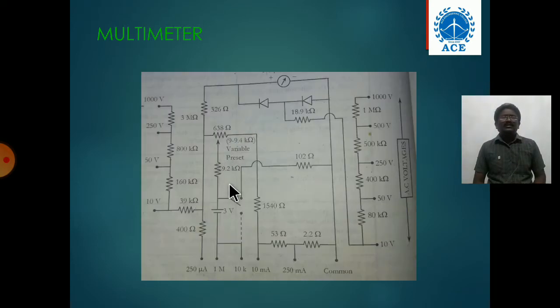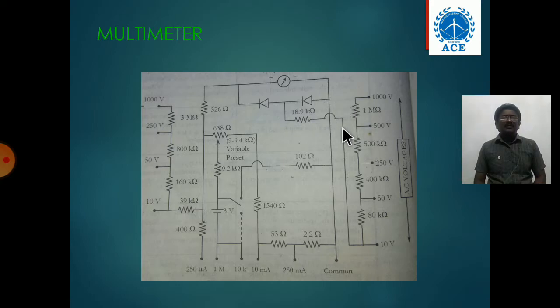This is the circuit diagram for the multimeter. So this has nearly 4 sections. On this side you can observe DC voltage and on this side you can observe AC voltage. That means this meter you can use for DC voltages as well as AC voltages. So that means this will act as a DC voltmeter, DC ammeter, AC voltmeter.